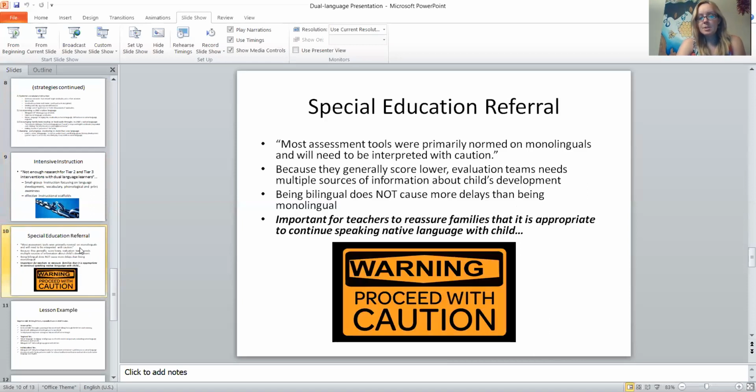Then the book mentions special education referral and puts a big warning, proceed with caution sign right there, because most assessment tools, as the book says, were primarily normed on monolingual students, and they'll need to be interpreted with caution. Because dual language learners generally score lower, evaluation teams need multiple sources of information about the child's development. We know that being bilingual does not cause more delays than being monolingual. So you just have to keep all that in mind as you're seeking the special education referral.